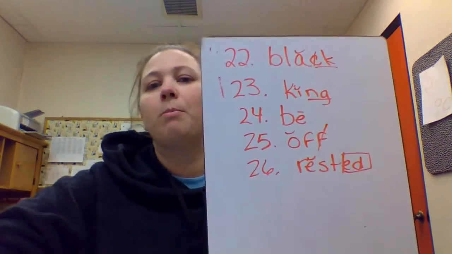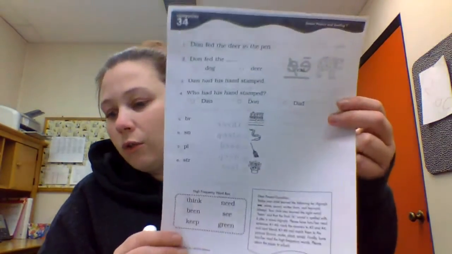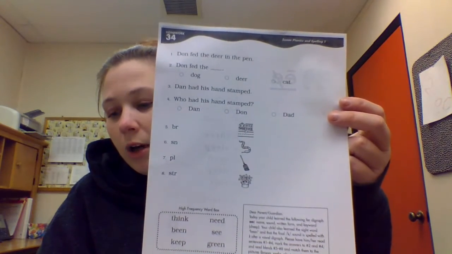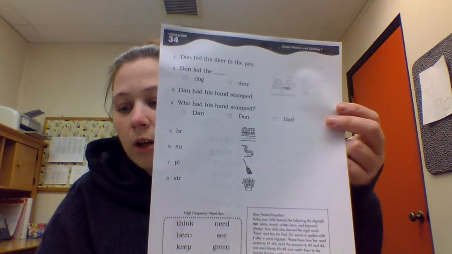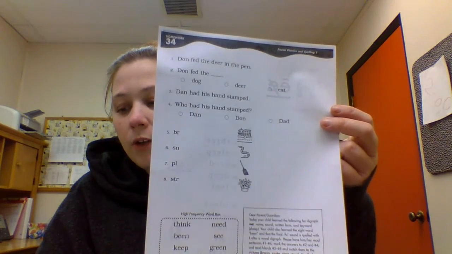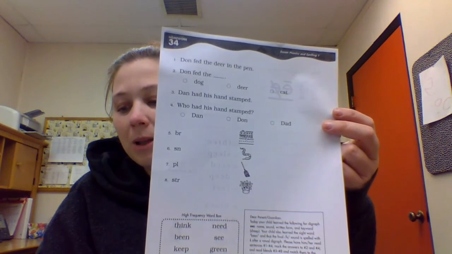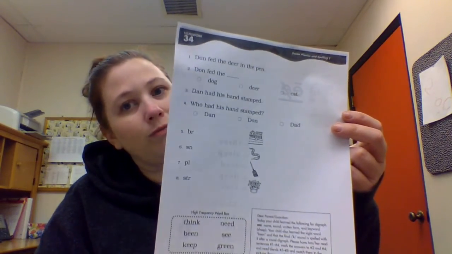You're going to do the back of your worksheet on your own now. So you're going to read number 1 and then answer the question that relates to number 1 on number 2. Same thing on 3 and 4, and then you're going to draw a line to those blends that match the picture. All right, I'll see you next time.